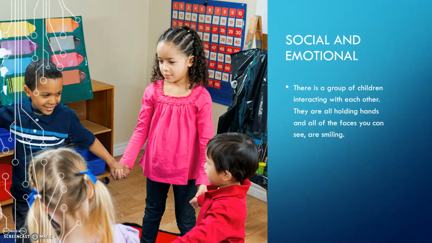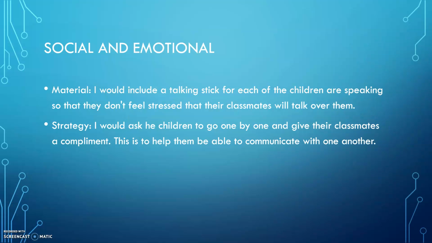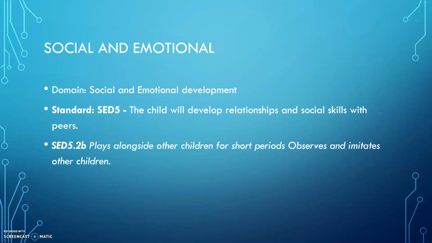Social and emotional. There is a group of children interacting with each other. They are all holding hands and all of the faces you can see in the photo are smiling. Social and emotional material. I would include a talking stick for each of the children who are speaking so that they don't feel stressed that their classmates will talk over them. Strategy. I would ask the children to go one by one and give their classmates a compliment. This is to help them to better be able to communicate with one another.